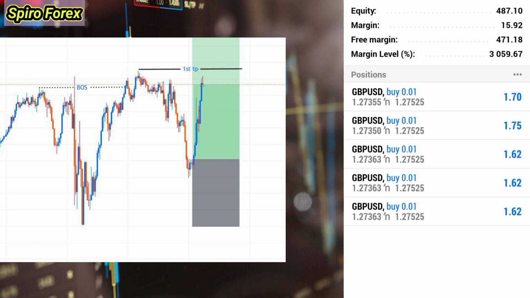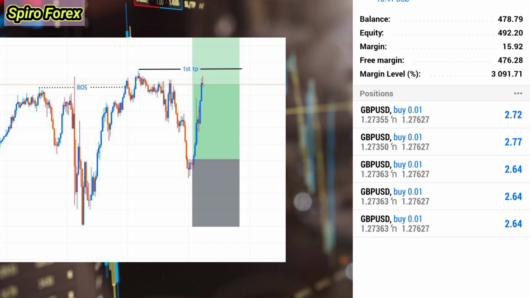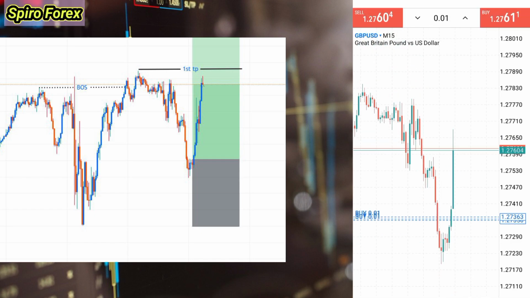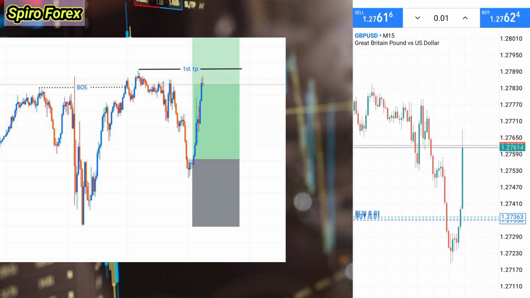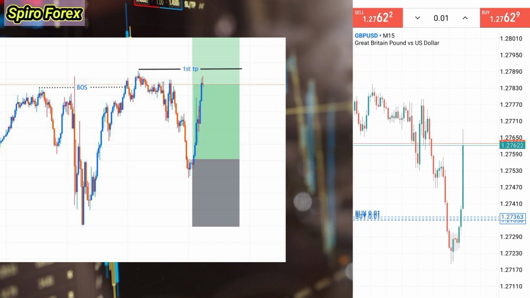So I closed majority of the positions and left only 5 of the positions, and as you can see, I left them running, and they are in profit right now. I am up the equity 491. I am in profit right now. So this is how I normally flip my account.